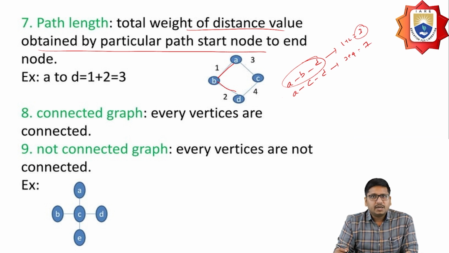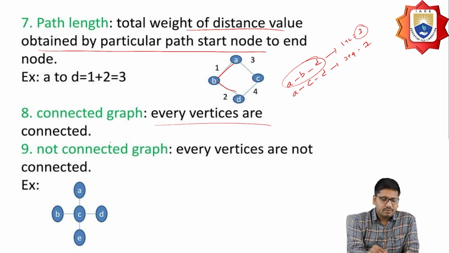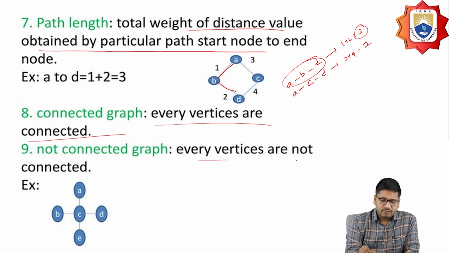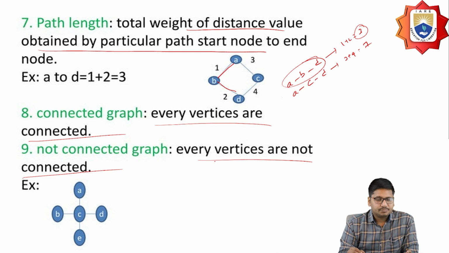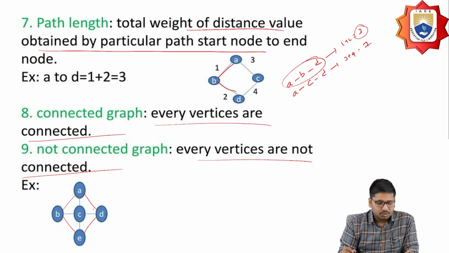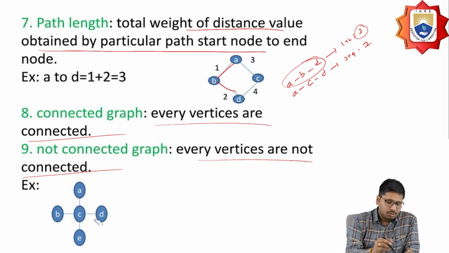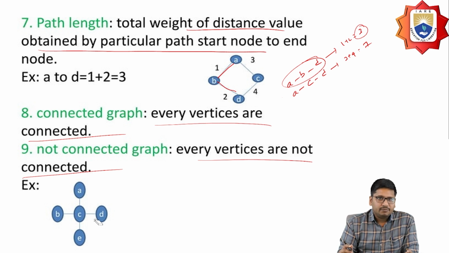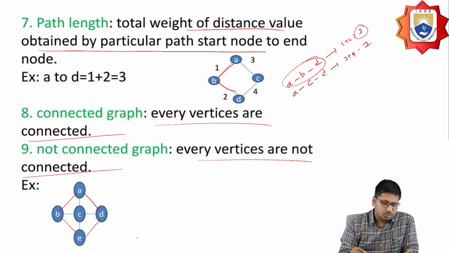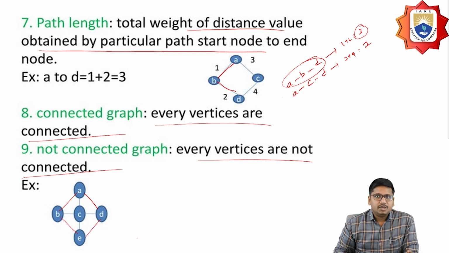Now next one is the connected graph. Connected graph means every vertex is connected. A not connected graph means every vertex is not connected. So this should be the fully connected graph, and this should be the partially connected graph. If I join all the vertices with edges between them, then it should be considered as the fully connected graph.